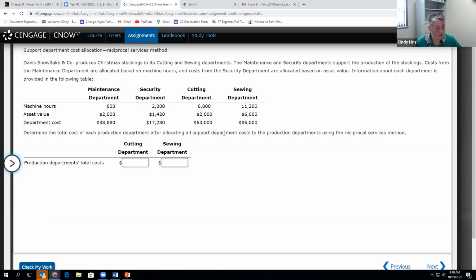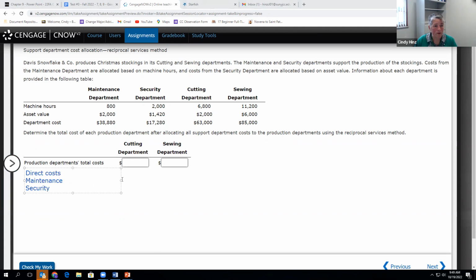So unlike the exercises that we did in class, where I think we just had to do one of the two departments' allocations to show the allocation from, say, maintenance to cutting and sewing, this is like the previous two exercises where we need to do the allocation from both support departments and then show the department total costs. So I'm going to set up down here on the bottom, just like I did in the previous two exercises, a line for their direct costs and then a line for their maintenance and security cost allocations.